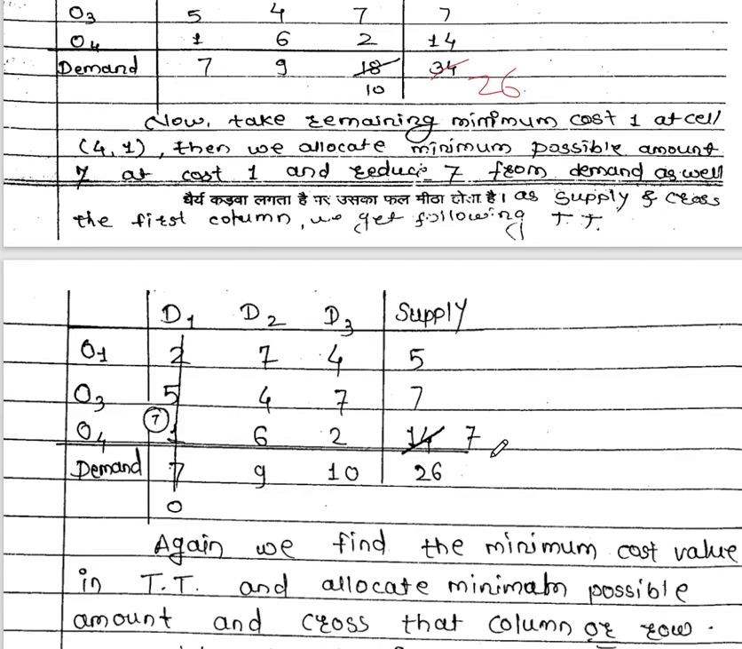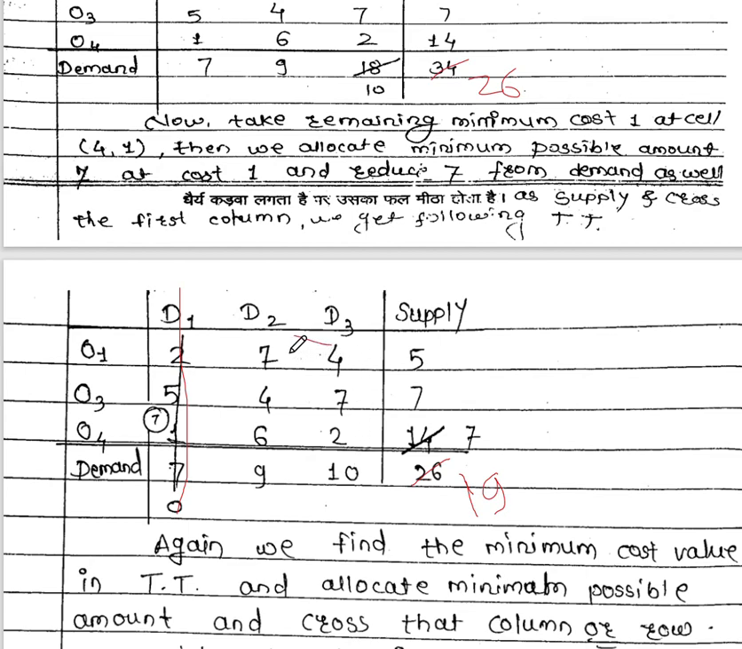Okay, so similarly we subtract this 7 from this 26, so only 19 will remain. Okay, so here the first column is satisfied because the demand of this column will become 0. Therefore we will cross out the first column. Okay, and then what are the remaining elements? That is 7, 4, 4, 7, 6, 2. So these are the remaining elements.